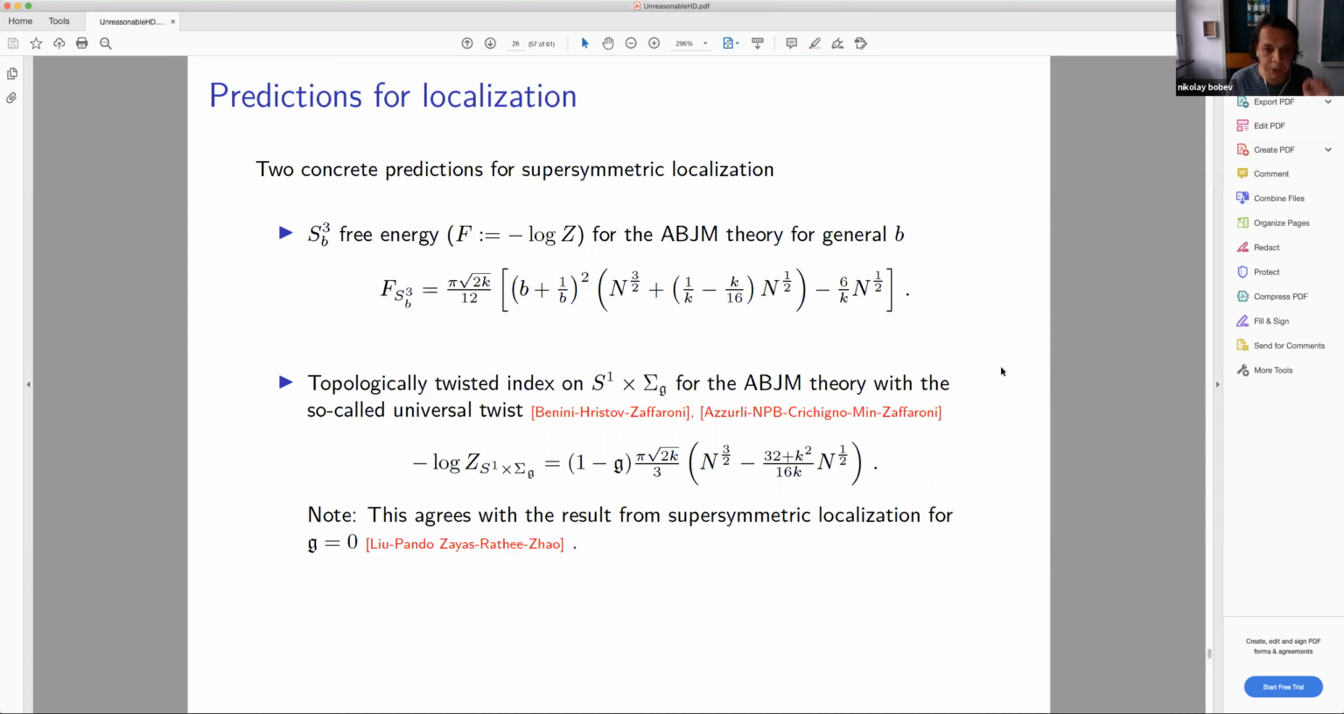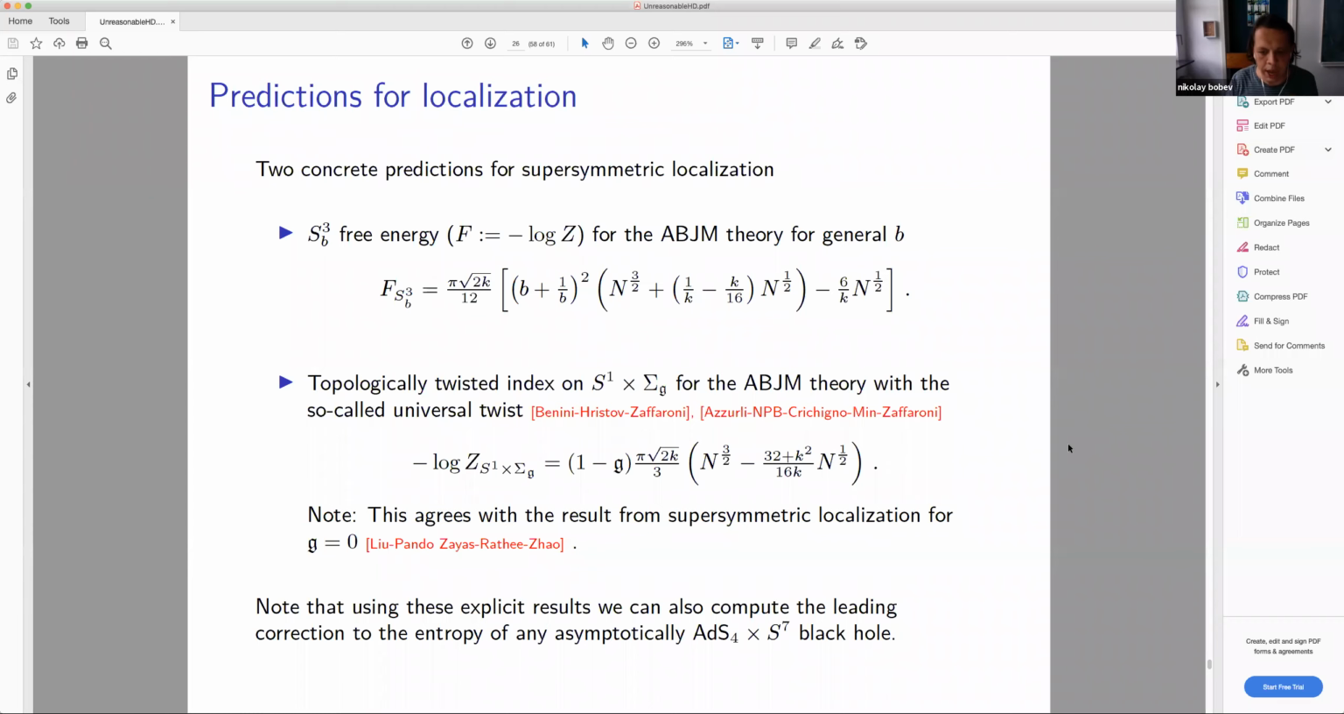Another specific example of our equations is when I take the so-called topologically twisted index that was defined by Benini and Zaffaroni, and then computed for ABJM by Benini and Zaffaroni, for a special value of the twist on sigma g, what we call the universal twist, when you twist with the U1 R symmetry, basically. And this is the answer for this index to leading and subleading order for ABJM. For g equal to zero, when I have a sphere here, S1 times S2, this was computed numerically in a paper quoted here, but otherwise for arbitrary g, this is a new result, as far as I know.